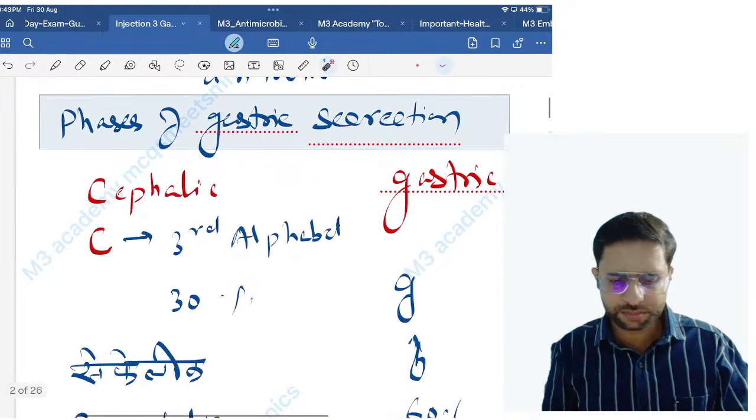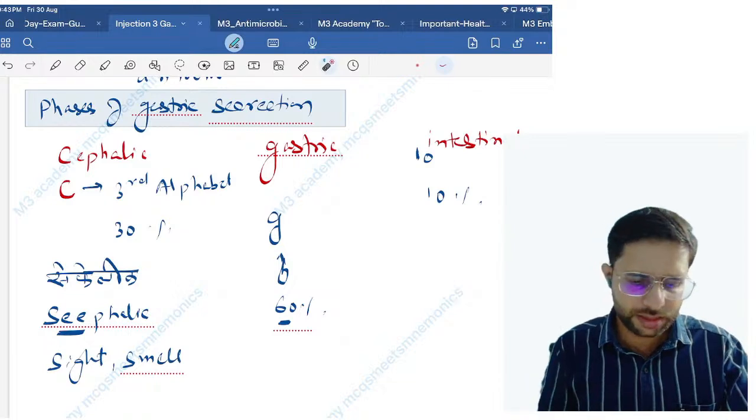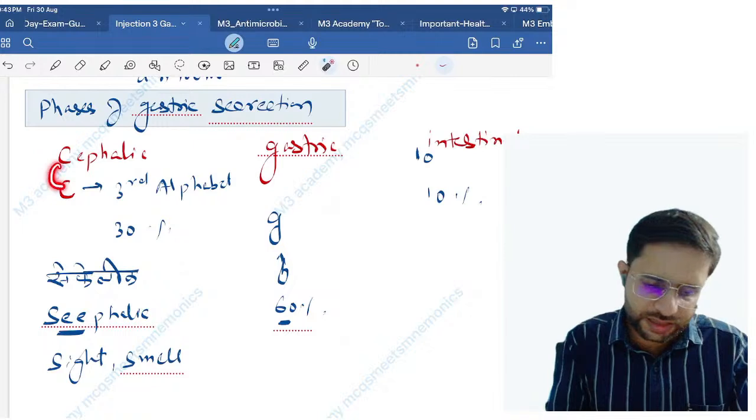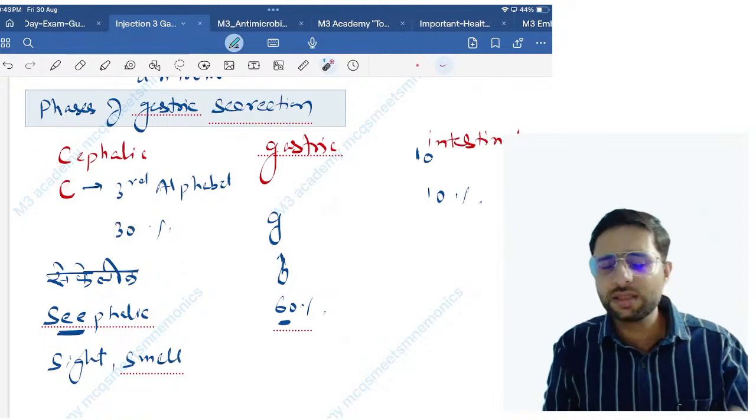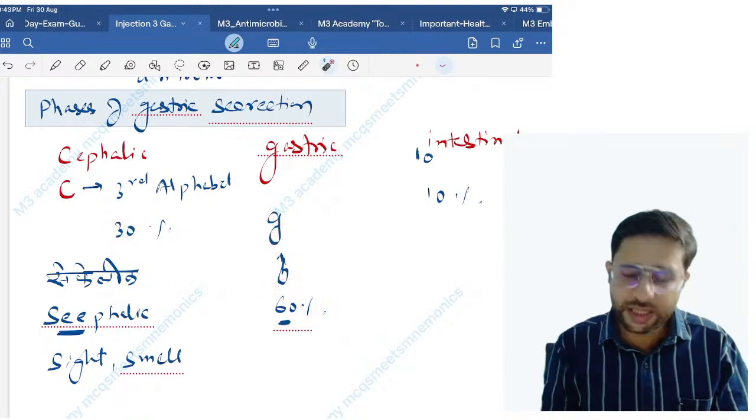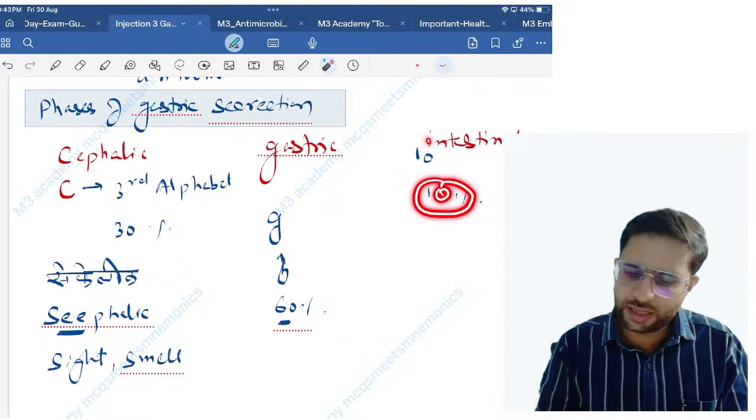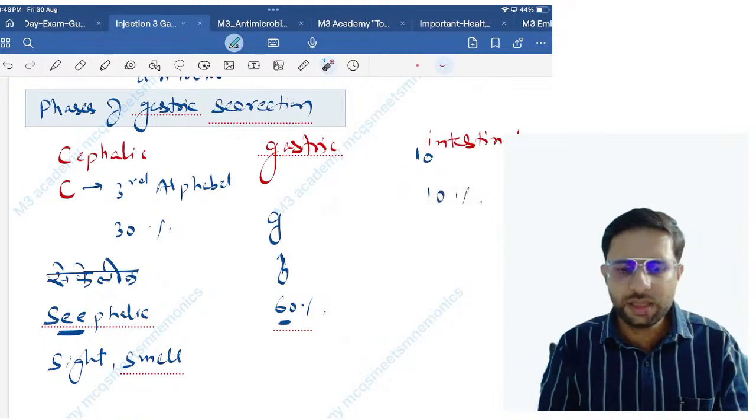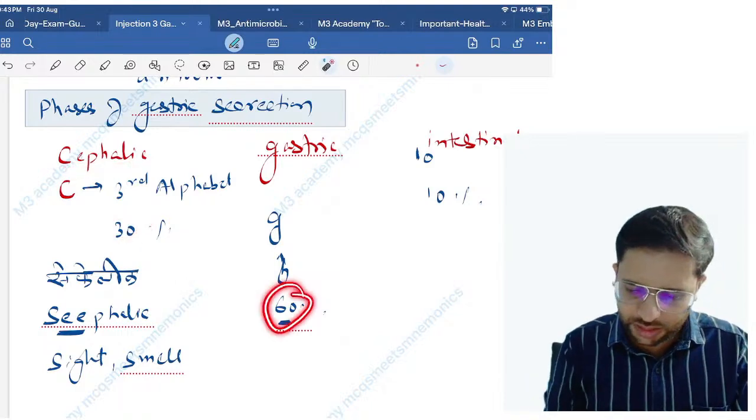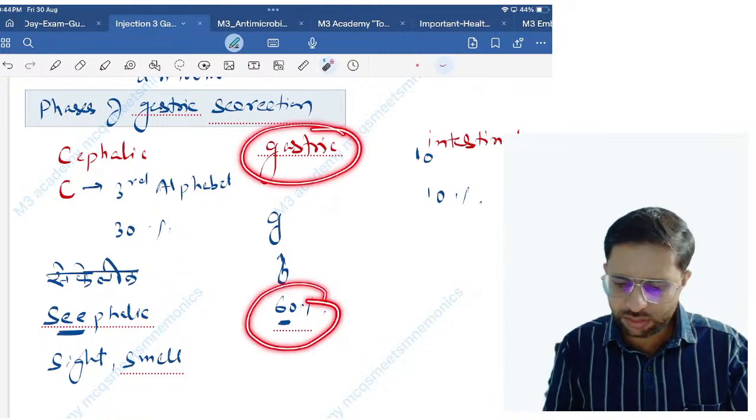Now, phases of gastric secretion. There are three phases: cephalic, gastric, and intestinal. Cephalic: C is the third alphabet, so 3, add zero, 30%. Gastric: G looks like six, so 60%. Intestinal: I, add a zero after I, so 10%. So in the phases of gastric secretion, cephalic is 30%, gastric is 60%, and intestinal is 10%. If asked in which phase secretion is highest, it is the gastric phase.